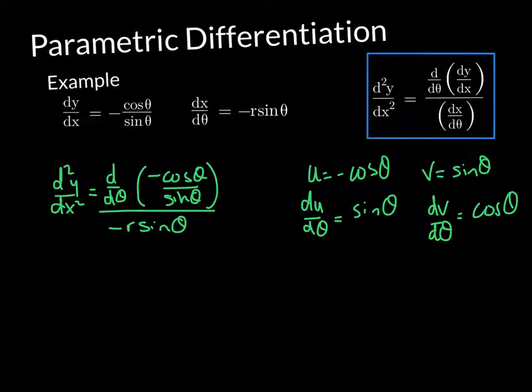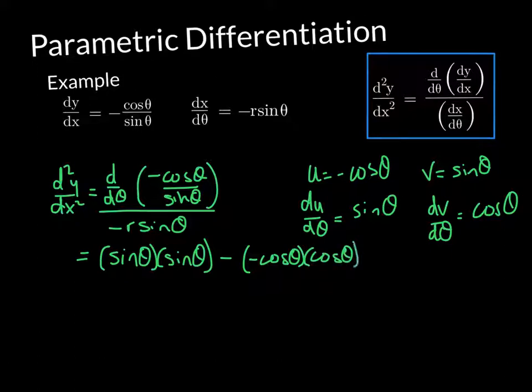So using the quotient rule, we can say that we have v, which is sine theta, multiplied by du by d theta, which is also sine theta, minus from that u, which is minus cos theta, multiplied by dv by d theta, which is cos theta, and then that's all divided by v squared, which is sine theta, all squared.